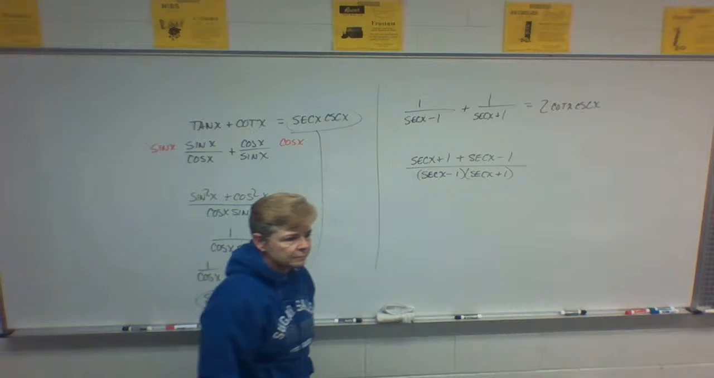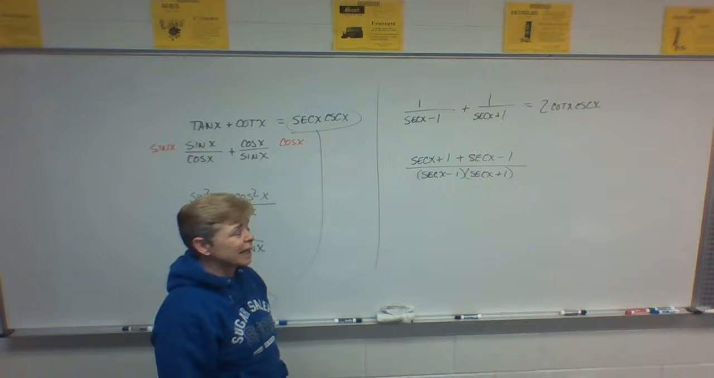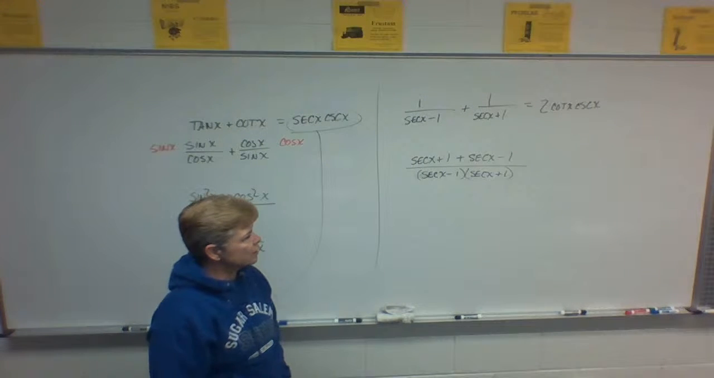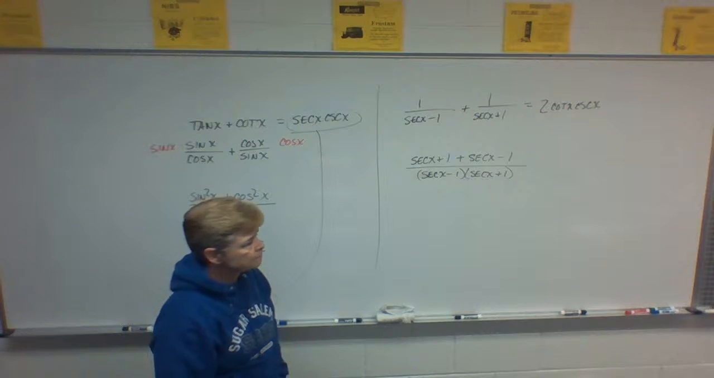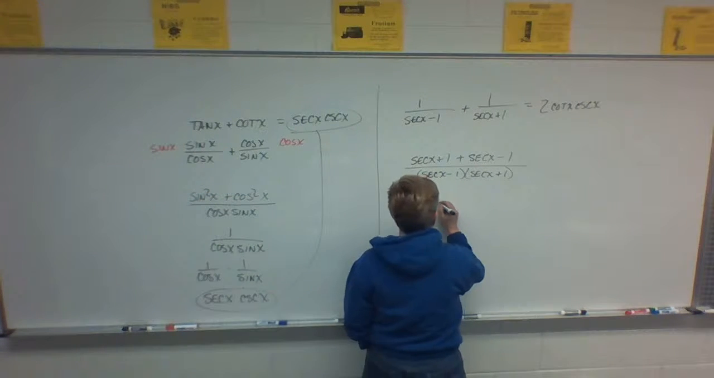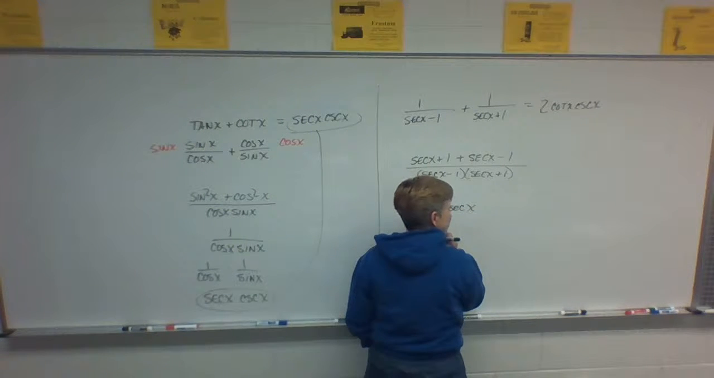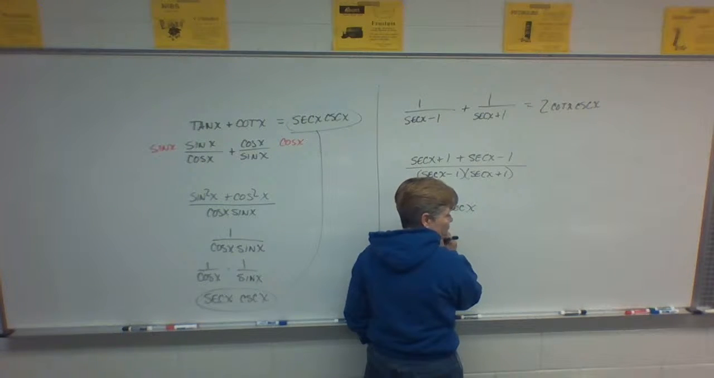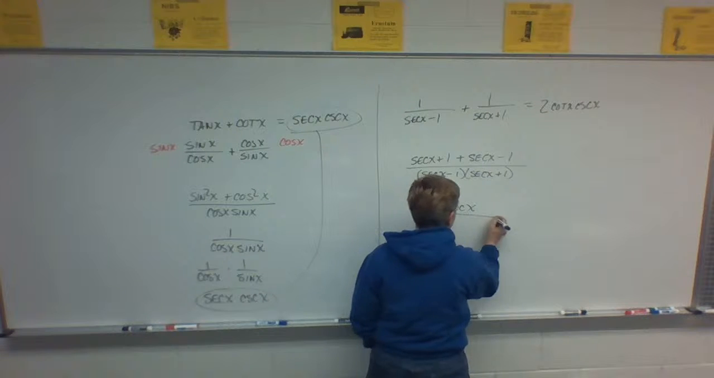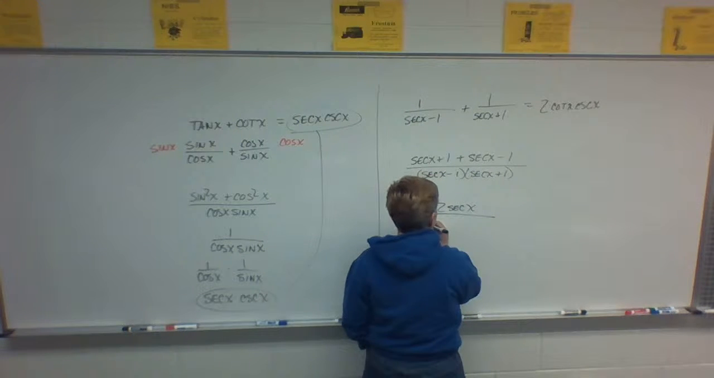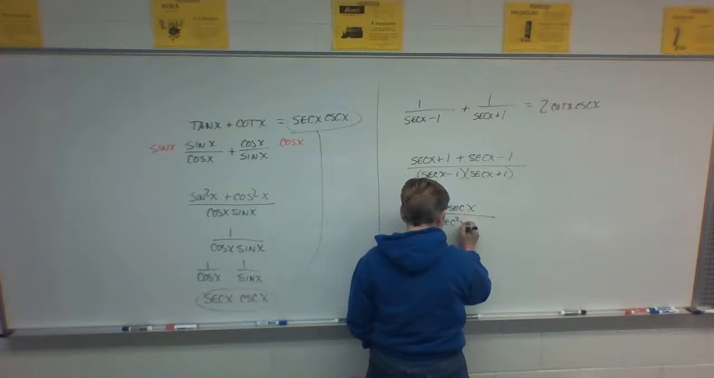Did I lose you on that? You do most of that in your head because you're going to be doing that a lot. And if you can take some shortcuts, it's better. Are you okay with that? This then turns into 2 secant over secant squared minus 1.